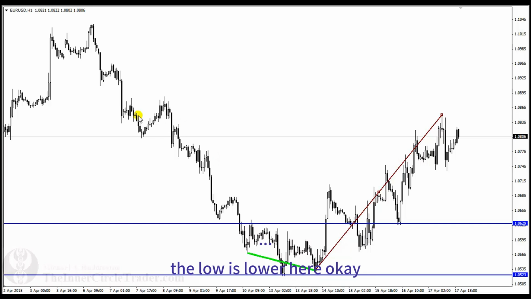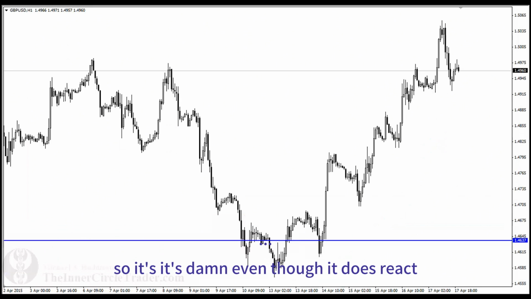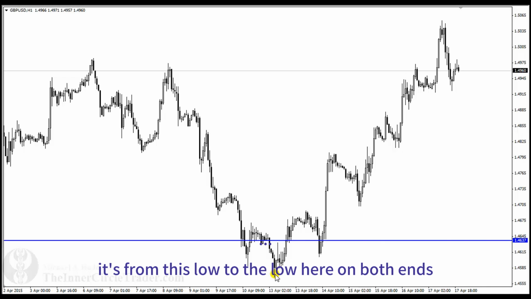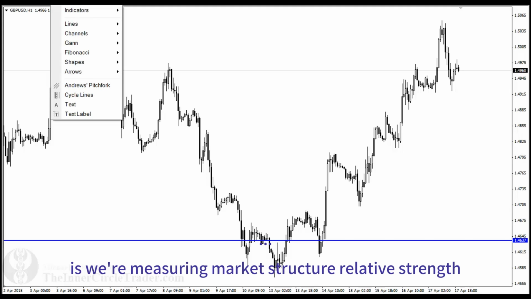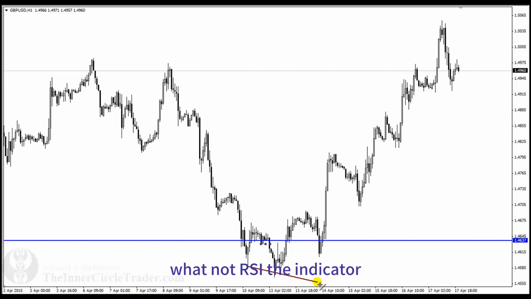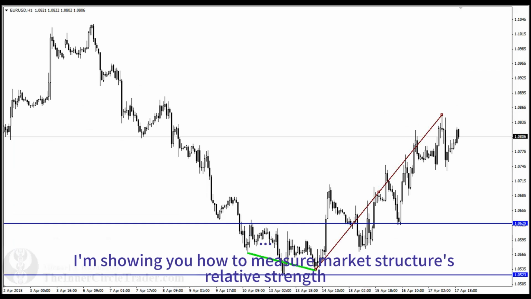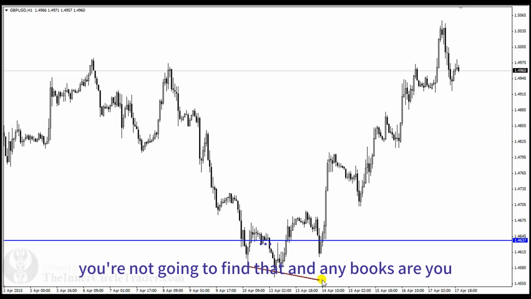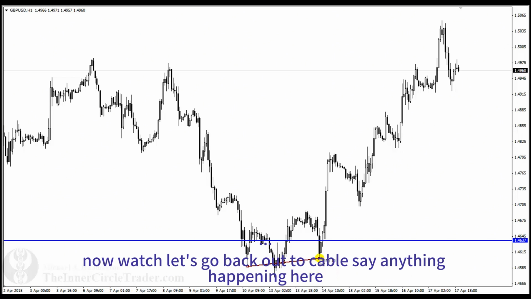Watch. Let's go back out to the cable. Same thing happening here. We made the lower low than we did here. But look closely. This low didn't go lower on the heels or the right side of the low like we see in the fiber right here. What does it do? It makes a higher low. What do you think that's indicating?